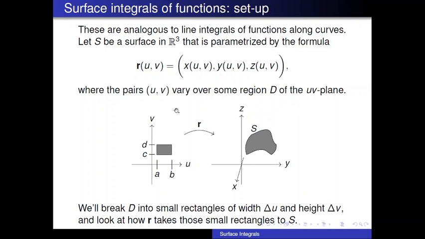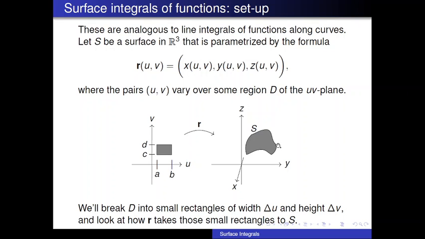So the first thing we'll do is break this region D into small little rectangles, right? The idea being that we're going to maybe try to approximate with some Riemann sum, although I'm not going to write the Riemann sum on these slides because we've got a lot to do today. So we'll break the region D into small little rectangles, and let's call their width delta U and their height delta V. Okay? And let's look at how the function r takes these rectangles into S.